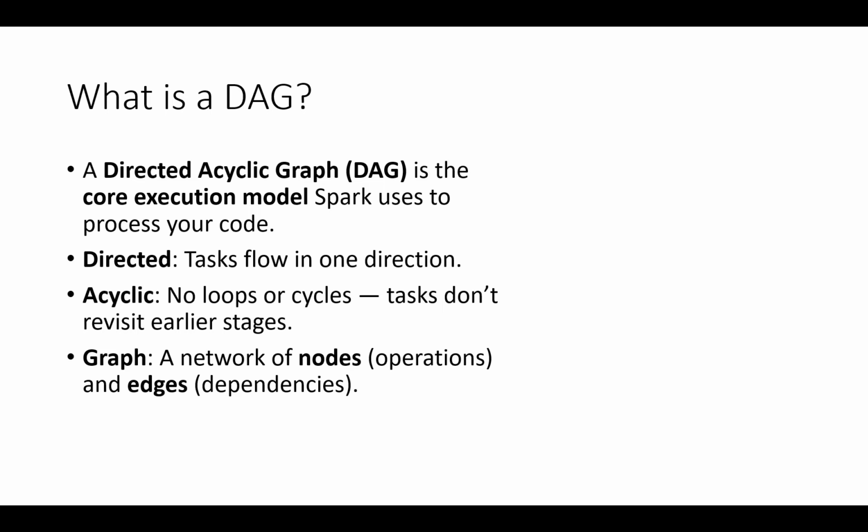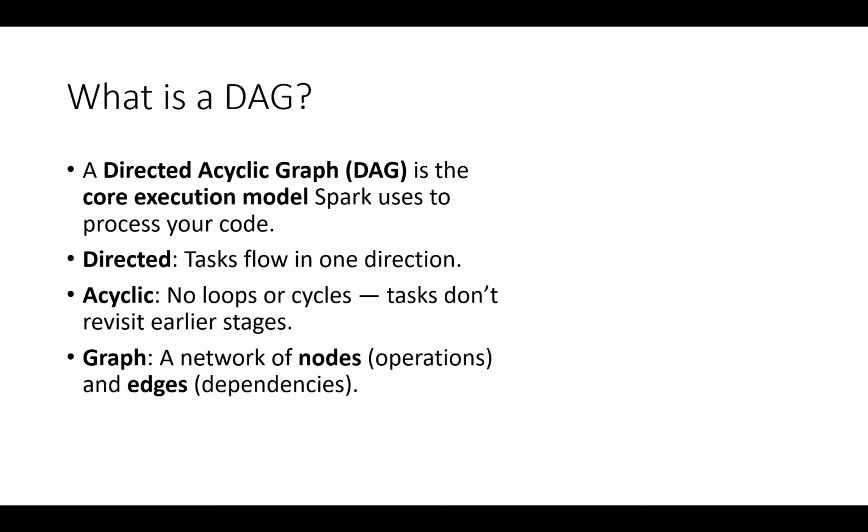Directed means there is a task flowing in one direction. It's a directed graph. There is only flow in one direction happening. Acyclic means there are no loops, no cycles. Tasks don't revisit earlier stages. If you have completed a stage, you are done with that stage. There is no doing of the stages again. It's completely acyclic. You don't have any loop.